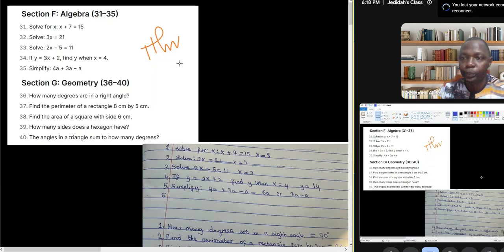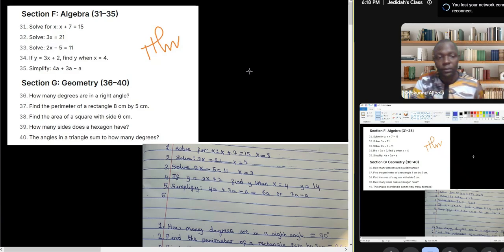Alright, can you hear me now? So the first question says what? The first question said, solve for x. x plus 7 equals 15. So how did you solve it? Can you explain?